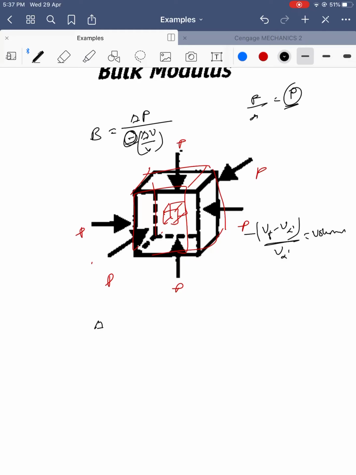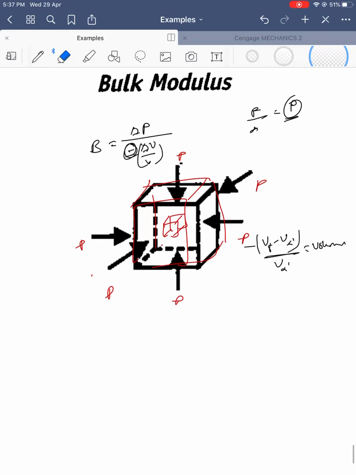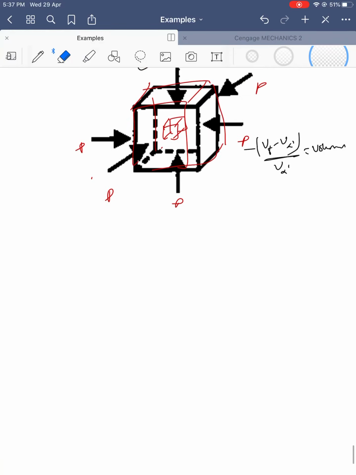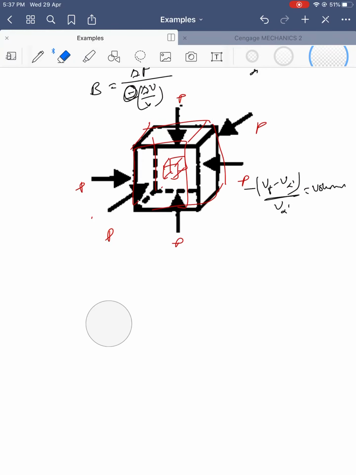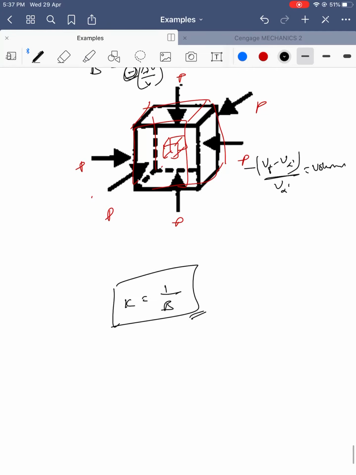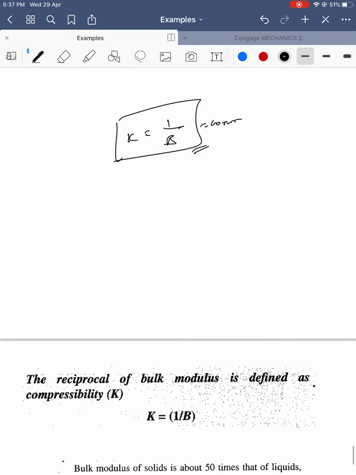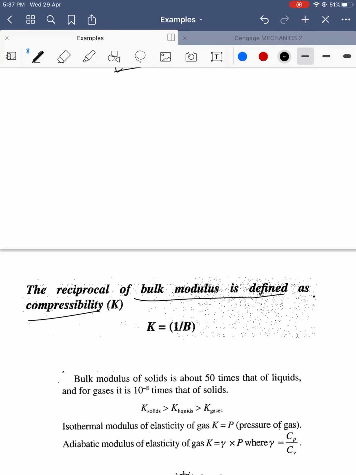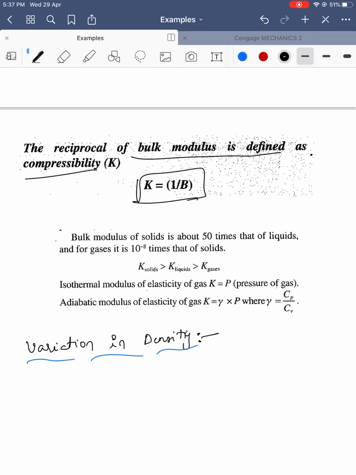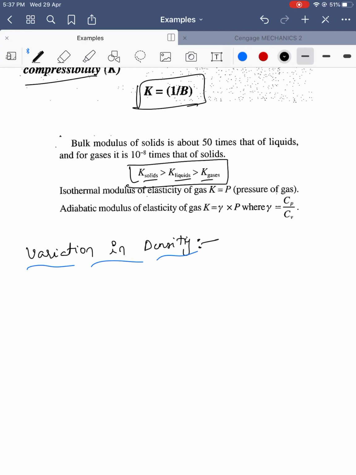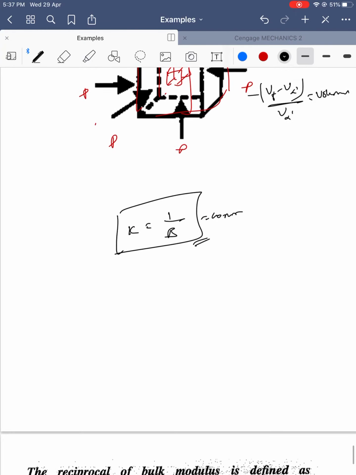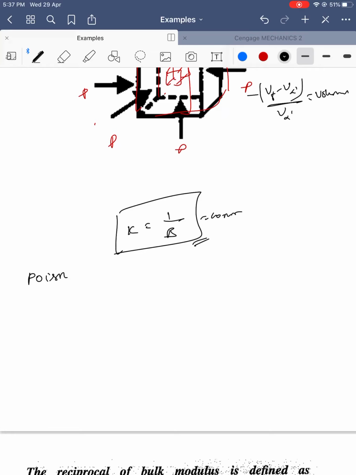There is one important thing, Poisson's ratio, which we are going to see next. Some more things are given. The reciprocal of bulk modulus is called compressibility. Compressibility K is equal to 1 by B. Some relations are given here, memorize these things. Solids greater than liquids greater than gases, and variation with depth. Before this we are going to discuss one important thing, Poisson's ratio.